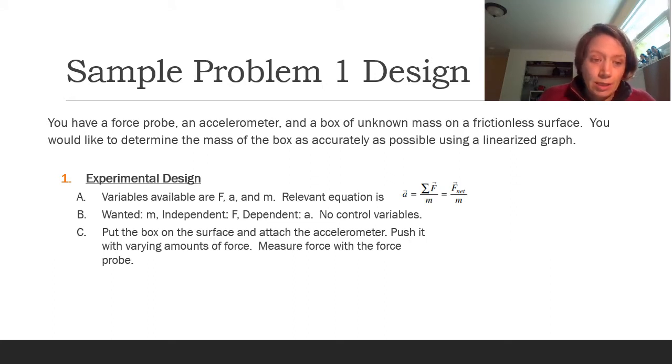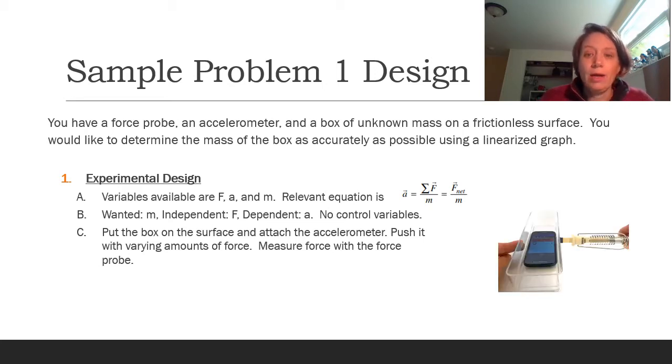Step C is to explain what is the experimental setup. So what does this actually look like? I would describe what I am doing in this situation and how I am taking my independent data. So I would say put the box on a surface and attach the accelerometer. In that picture on the right, the accelerometer is actually an app on the cell phone.